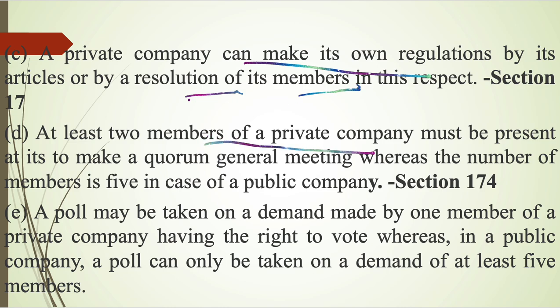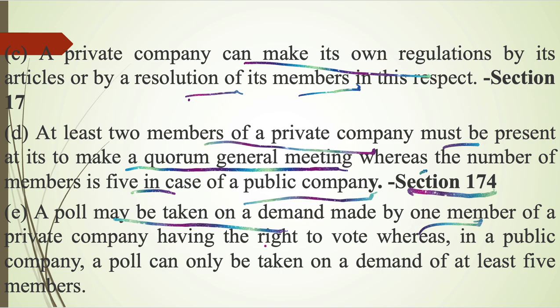At least two members of a private company must be present at its general meeting to make quorum, whereas the number of members is 5 in the case of a public company, which is defined under section 174. A poll may be taken on a demand made by one member of a private company having the right to vote, whereas in a public company, a poll can only be taken on a demand of at least 5 members. So a private company can make its own regulations, its articles, or its resolution of members also. At least two members are required to be present at the general meeting of the private company.